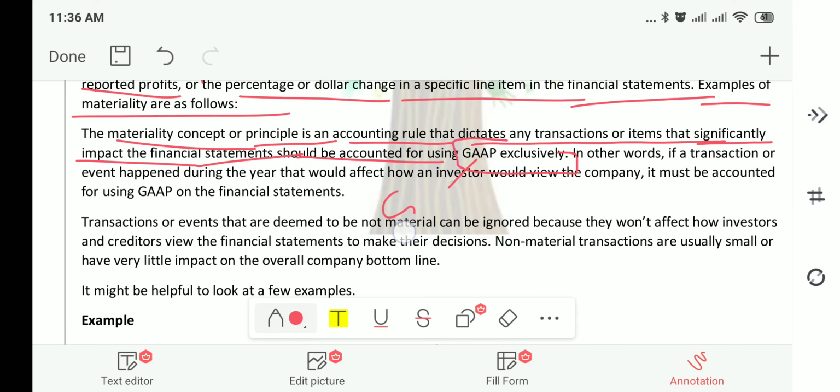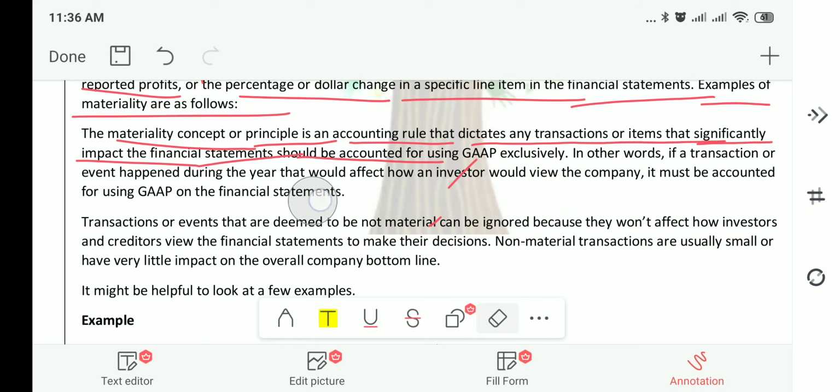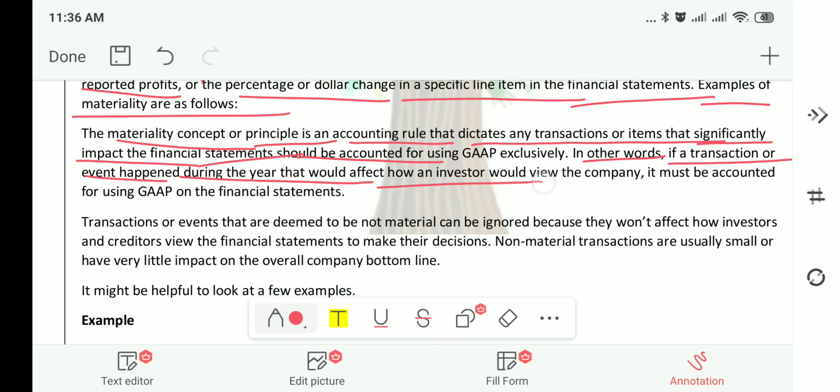What is GAAP? We have seen it in the previous lectures, right? If you haven't watched that video, please do watch it and try to understand. We have beautifully explained what is GAAP. In other words, if a transaction or event happened during the year that would affect how an investor would view the company, it must be accounted for using GAAP on the financial statements.